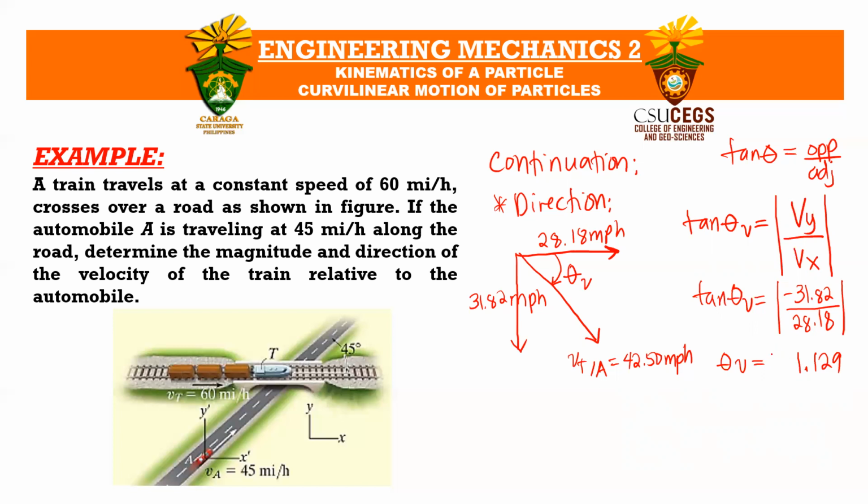And from that, we use inverse tangent to determine the angle theta v. So your angle theta v would be equal to 48.47 degrees, and that would be in a clockwise direction. So that will be the direction of the velocity of the train relative to the automobile. So that is how we determine the relative motion of two particles using translating axes.